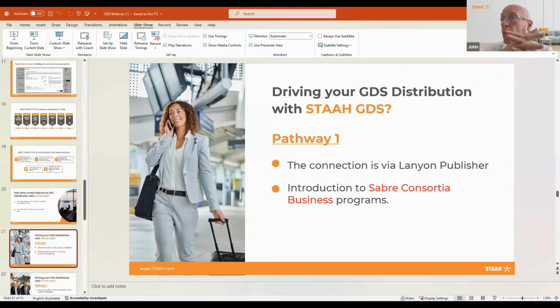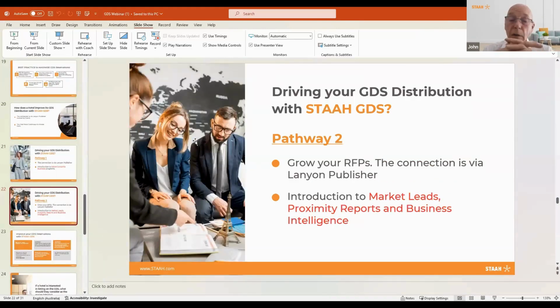The first and most commonly discussed is pathway one, which is your connection is via Lanyon Publisher, and then an introduction to the Sabre Consortia business programs, and the consortia programs run on calendar years. Can you discuss this with your STAAH GDS salesperson? Absolutely.